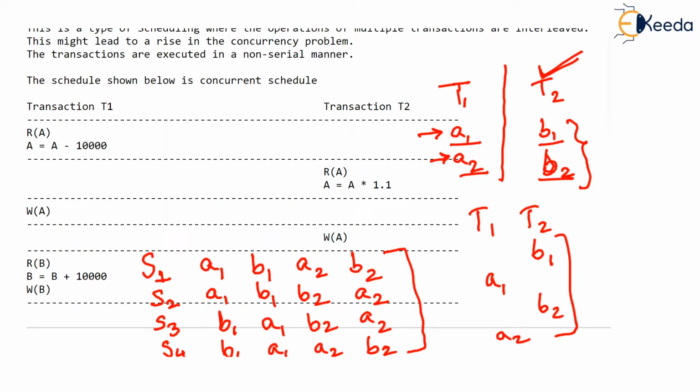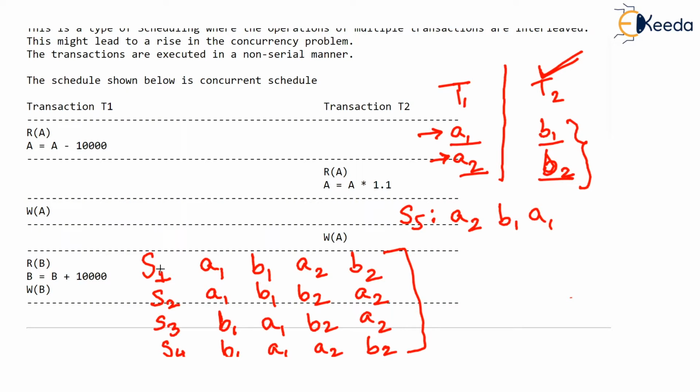Now come to a question. I hope you will understand this straight away, that if somebody argues on the point that how about this schedule, let's say S5, one more schedule. S5 is A2 runs, then B1, then A1, and then B2. This is wrong. Tell me, when you are running these transactions, how can you say that in the beginning A2 runs? I'm saying that A2 runs first and after that A1 runs.